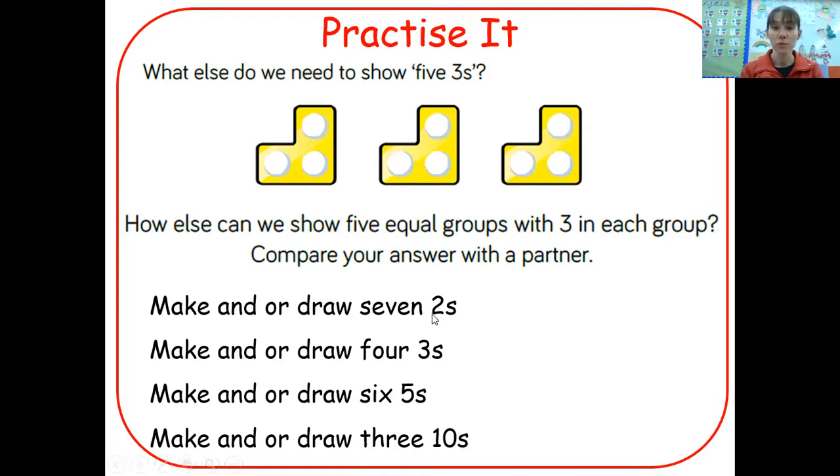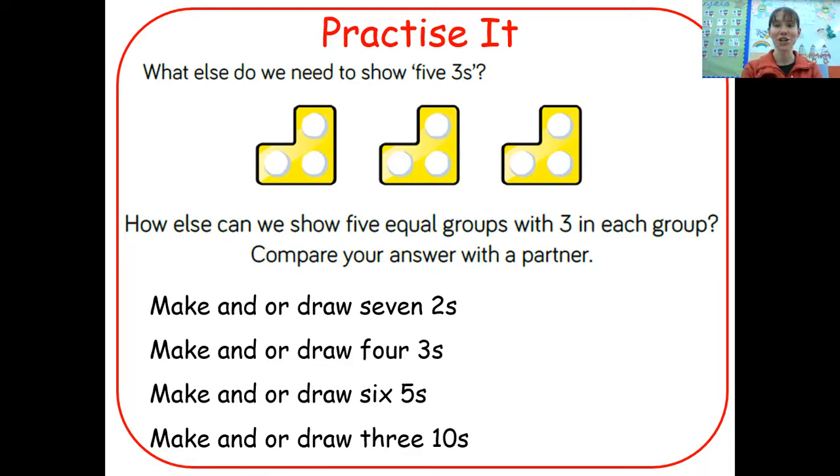So draw the groups, draw the number of groups that you need. And that's this first number here. And then you need to make sure you put the right numbers in them. Or if you're using objects and things that you've gone off and collected, make sure you count them properly and then double check that you've got your groups. Go and have a practice at doing that. Ask somebody that's with you to check that you've got the right numbers. 7 groups of 2, 4 groups of 3, 6 groups of 5, and 3 groups of 10. Off you go.